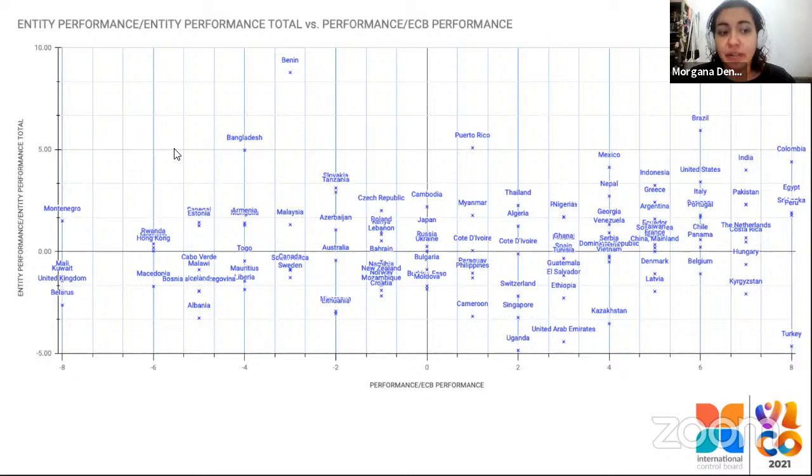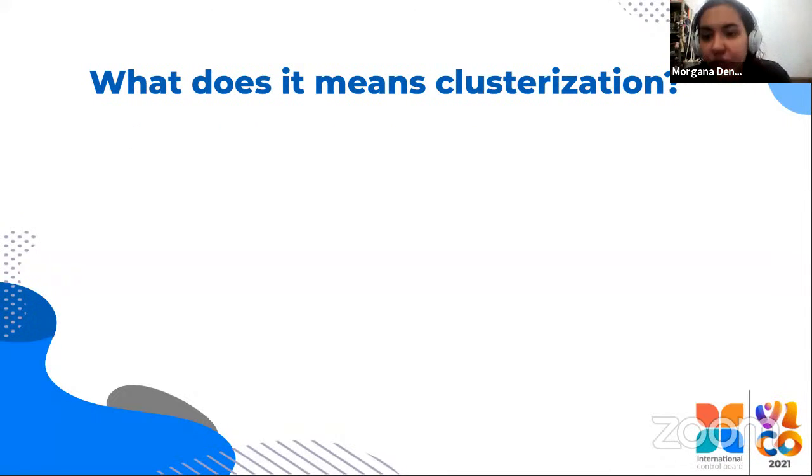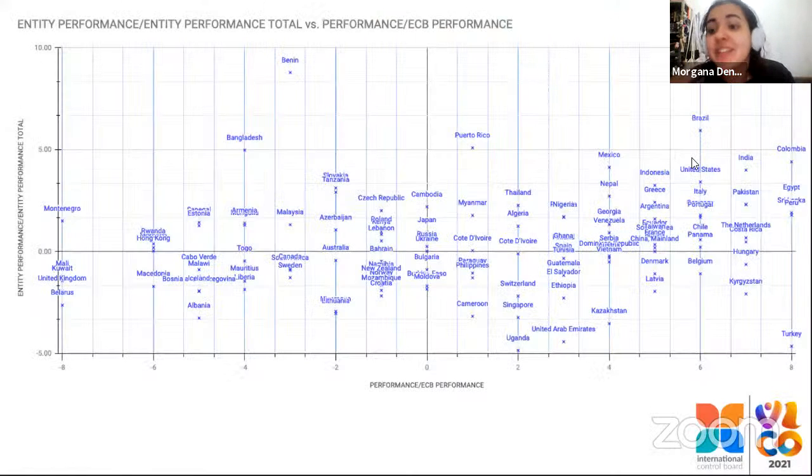And mostly when you see this view, you can see that we can divide this graphic into 4 parts. When we talk about clusterization, let's say that your reality is similar to the ones in your cluster. So as you see, the entities that are closer together have similar realities than, for example, one entity that's here and one that's here. They have more similar realities, more similar struggles, and more similar processes than the other ones.